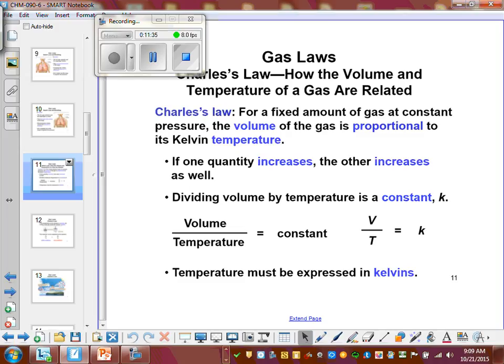So, Charles's law tells me how the volume and temperature of a gas are related. Okay, without even looking at the board, you have a balloon with air inside. You heat the air inside the balloon. What's going to happen? It's going to expand. So, as the temperature goes up, the volume goes up. So it's a direct relationship.